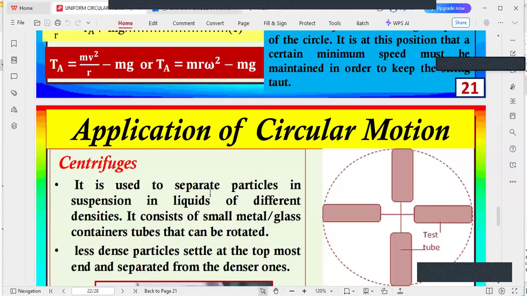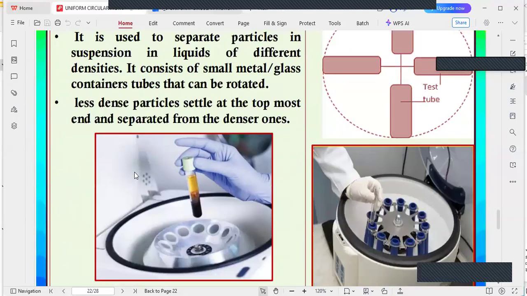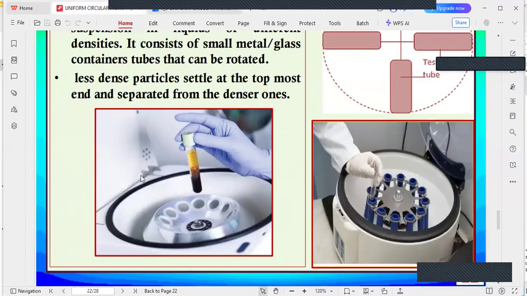As we can see here, the first application is a centrifuge. A centrifuge is used to separate particles in suspension in liquids of different densities. For example, milk and ghee. When you look at the photo here, this is a centrifuge. Though this is not milk and ghee, this is separating two liquids. We can see a yellow liquid and a black one. So when we place this test tube inside here and switch it on, it's going to rotate at a very high speed.